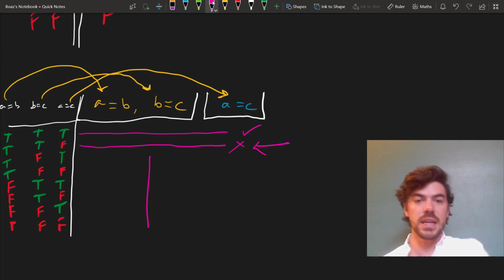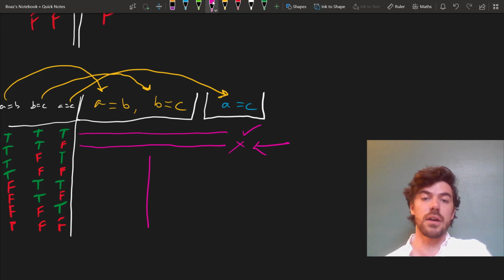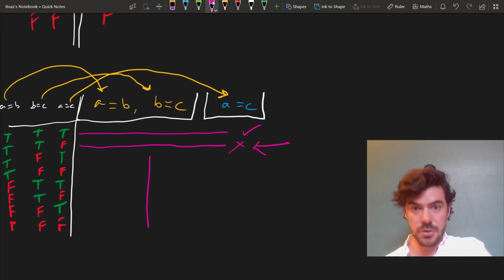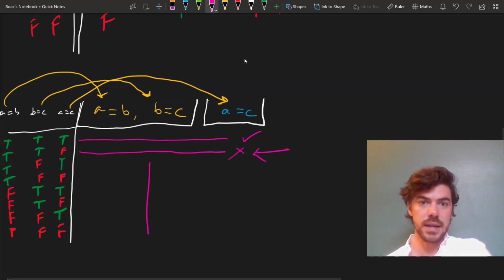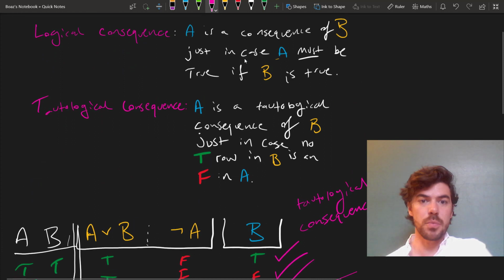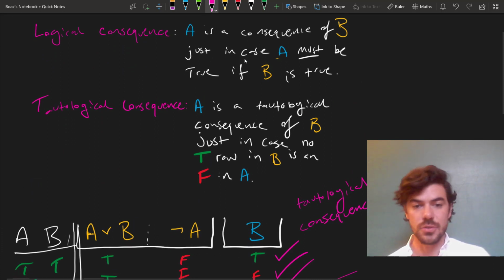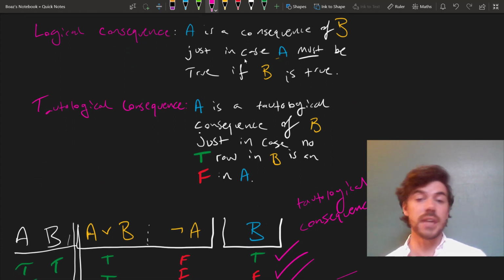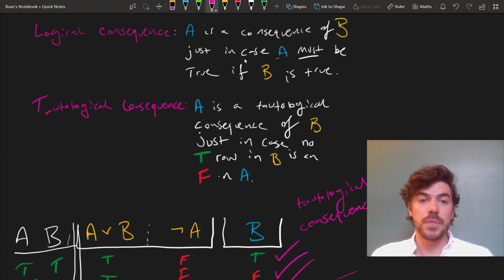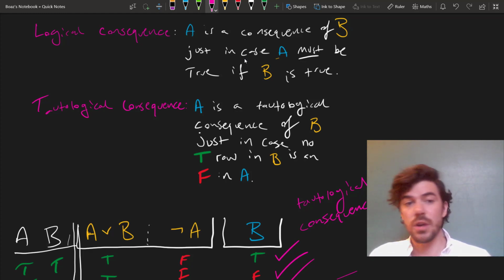So although this argument is a logically valid argument, it is a logical consequence, those two ways of describing it just being synonymous, it's not a tautological consequence because it doesn't have the appropriate arrangement of T's and F's in its truth table. And that's how we can show that something is a tautological consequence and also show that it's not. But just bear in mind that although every tautological consequence is a logical consequence, not every logical consequence is a tautological consequence, and so showing that something is not a tautological consequence with a truth table does not mean it's not logically valid.